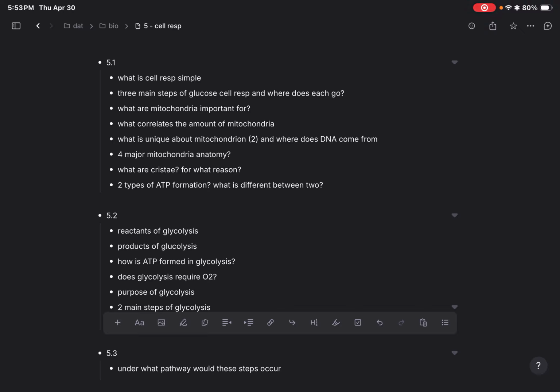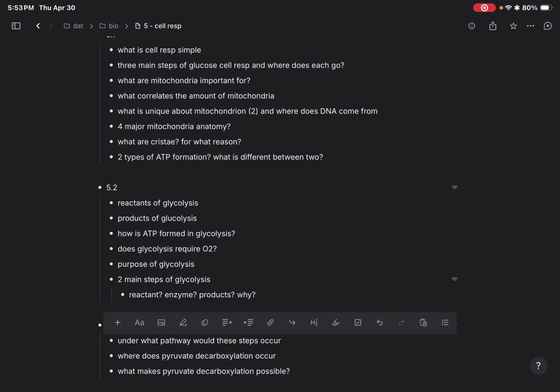What is unique about the mitochondria and where does the DNA come from? All the mitochondrial DNA comes from the mother. What's unique about the mitochondrion? It divides independently via binary fission, so it has its own circular plasmid DNA. It contains circular DNA, divides independently, and has its own ribosomes. Okay, that's good.